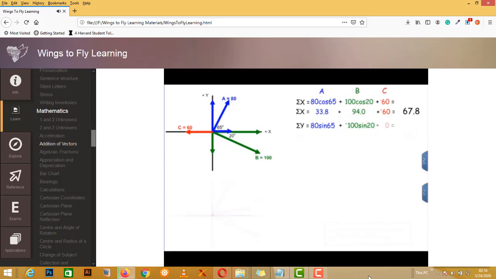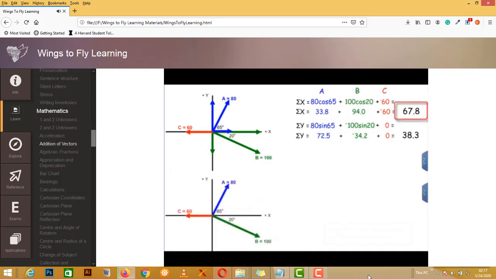Vector C does not have a y component at all, so that is 0. We put these values into the calculator, and we come up with 72.5 plus negative 34.2 plus 0 is 38.3. Now you can see what this looks like down here.